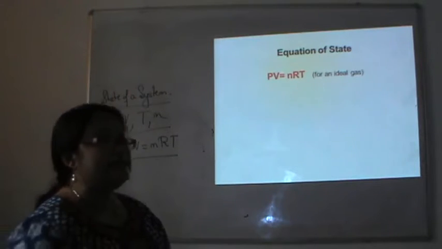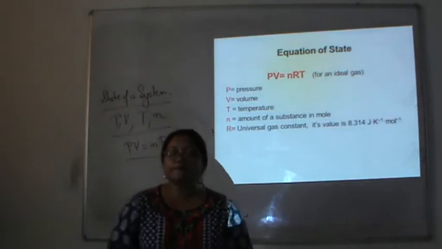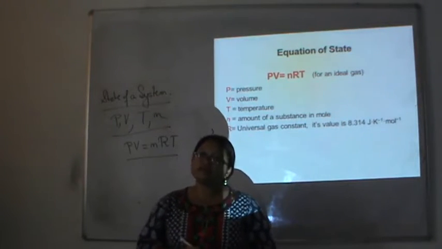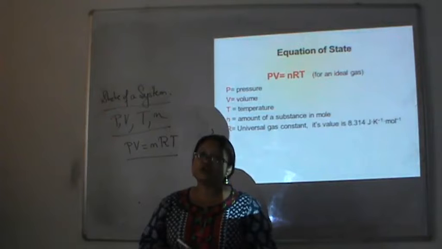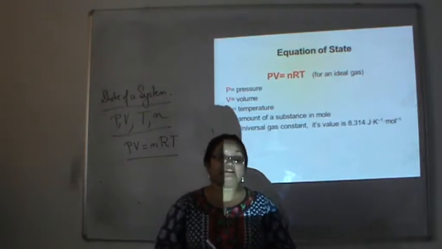So it is for ideal gas. So pressure, volume, temperature, and n is the amount of substance, and R is constant. It is the universal gas constant. Its value is 8.314 joule per Kelvin per mole.